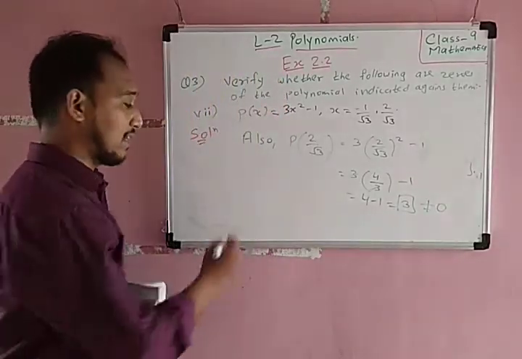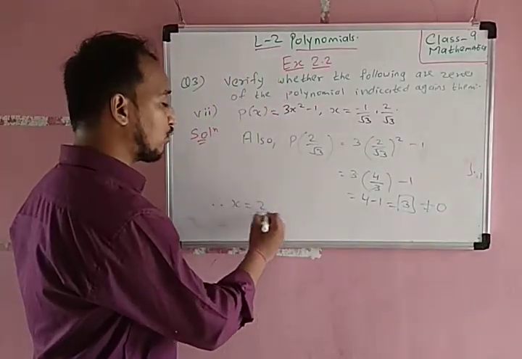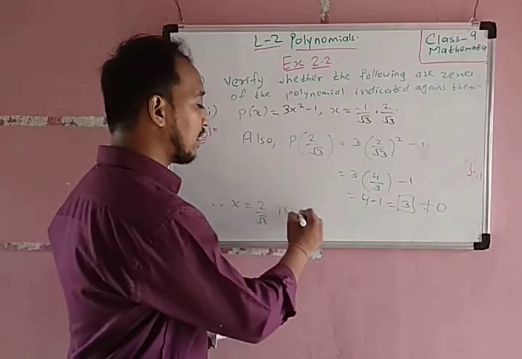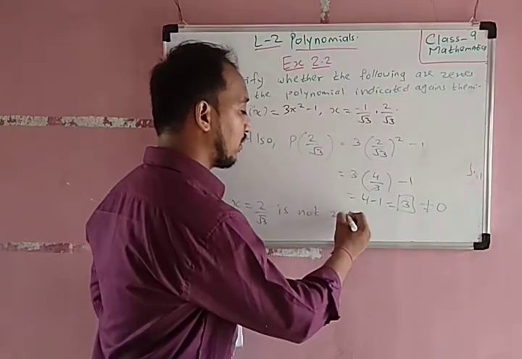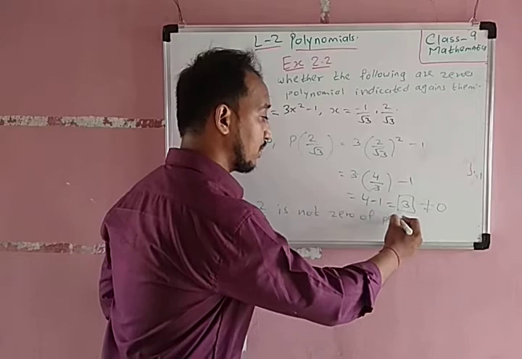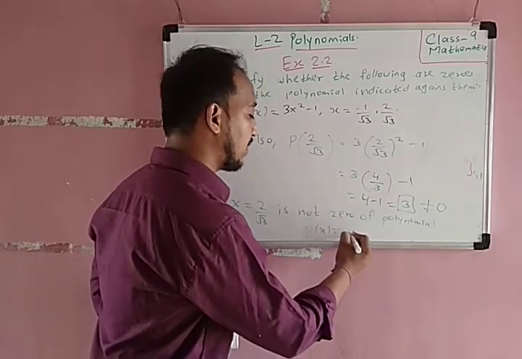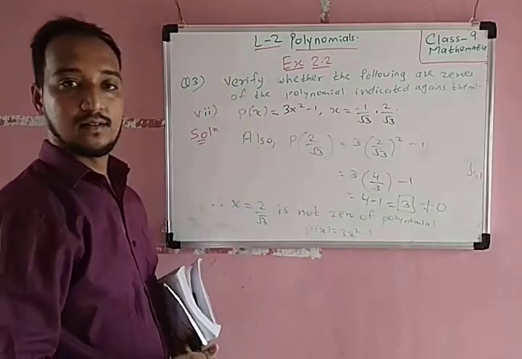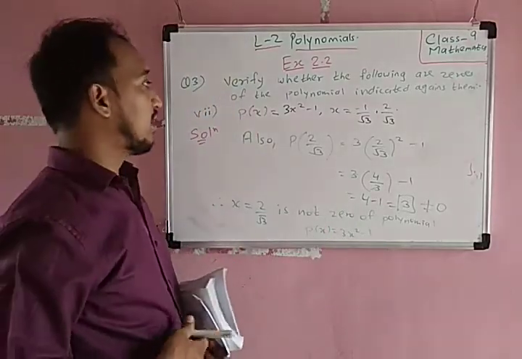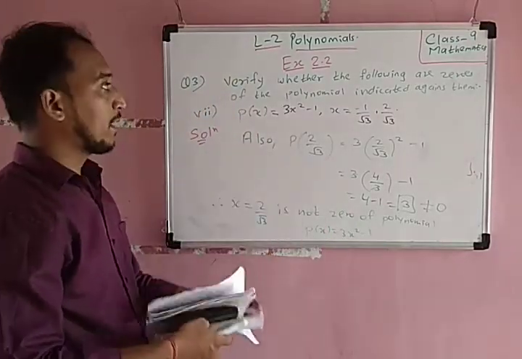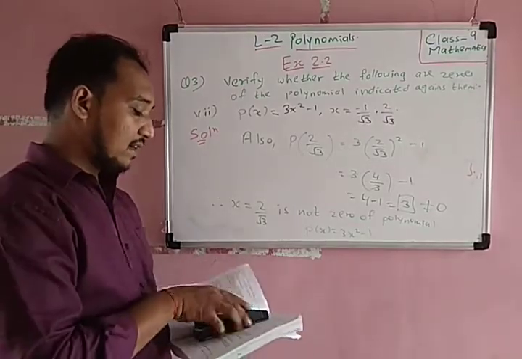So we did not get 0. For x equals 2/√3, it is not a zero of the polynomial p(x) equals 3x² minus 1. Clear? So question 3 is over. The 8th one is homework. Right? Let us start question 4.